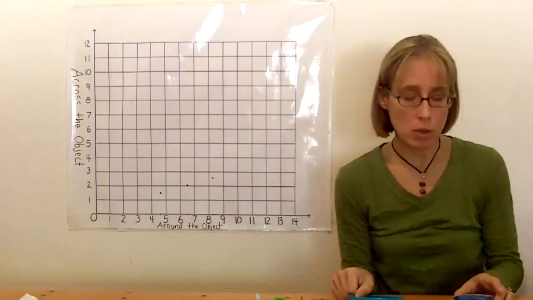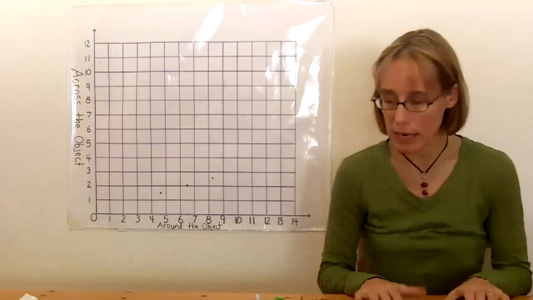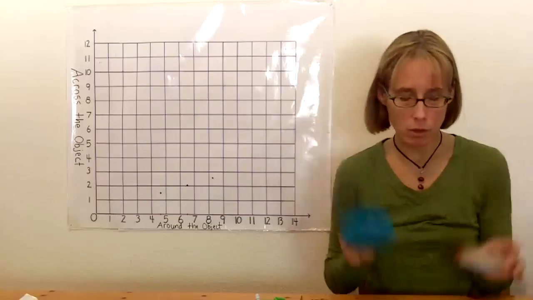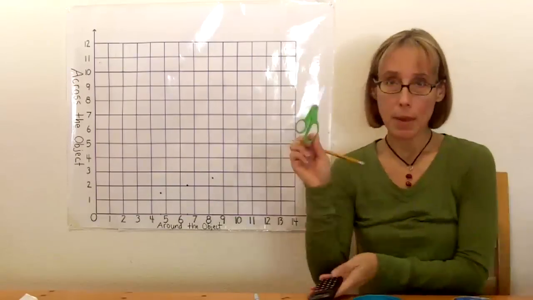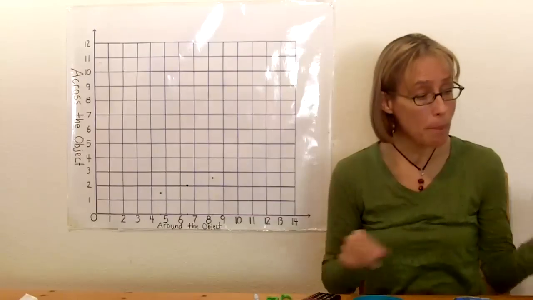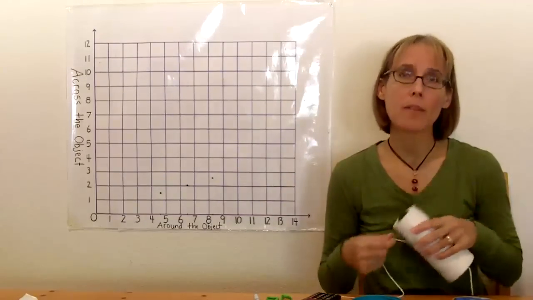And when you're ready to do the lesson, I recommend putting students into pairs. And each pair is going to need a bunch of those circular objects, a calculator, a pencil, a pair of scissors, about 2 feet of string, and some graph paper.